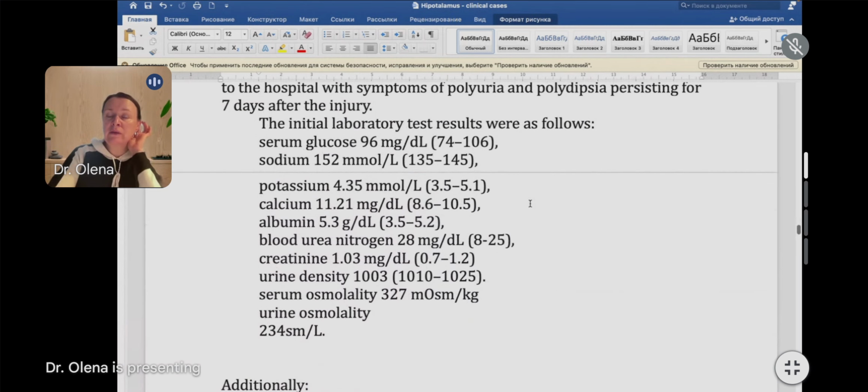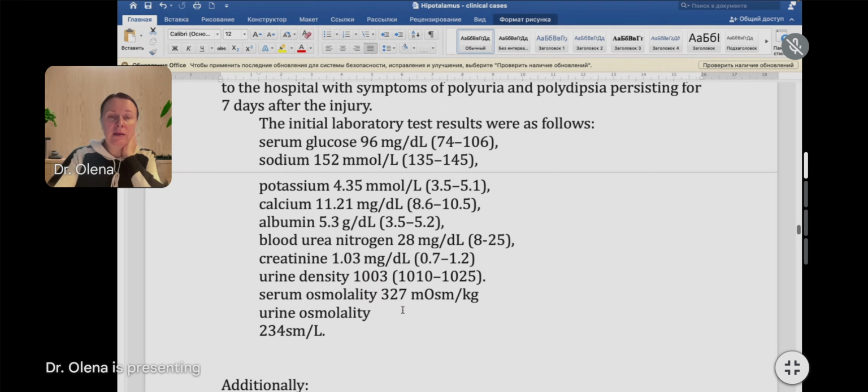And the initial laboratory results were as follows: serum glucose level in normal range, sodium normal, potassium normal. No, but sodium, we have hypernatremia here. Yes, a little bit, an increased level of sodium. I'm sorry, potassium is in the normal range. Calcium a little bit increased too. Albumin a little bit increased. Blood urea nitrogen is also increased. Creatinine is in the normal range, but at the upper level. Urine density is sharply decreased.